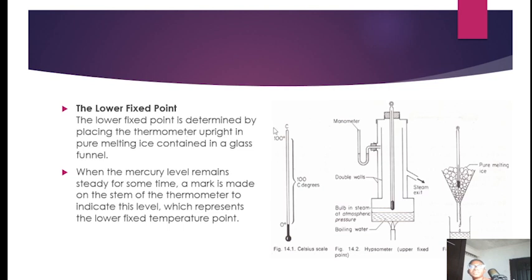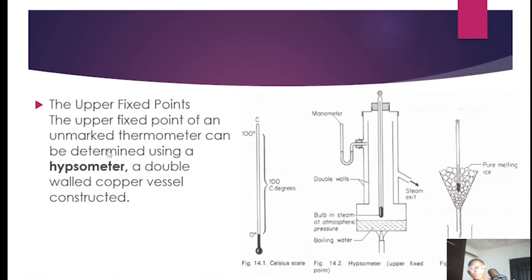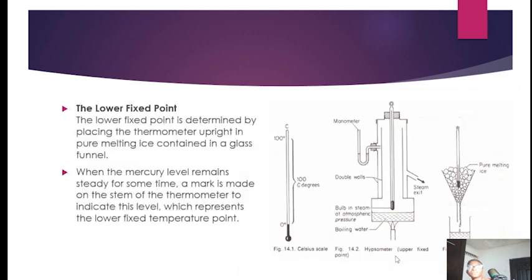The lower fixed point is determined by placing the thermometer upright in pure melting ice containing a glass funnel, as you can see from this diagram here. When the mercury level remains steady for some time, a mark is made on the stem of the thermometer to indicate this level, which represents the lower fixed point, the lower temperature fixed point. And for the upper fixed point, we use the hypsometer to get the upper fixed point of the unmarked thermometer.